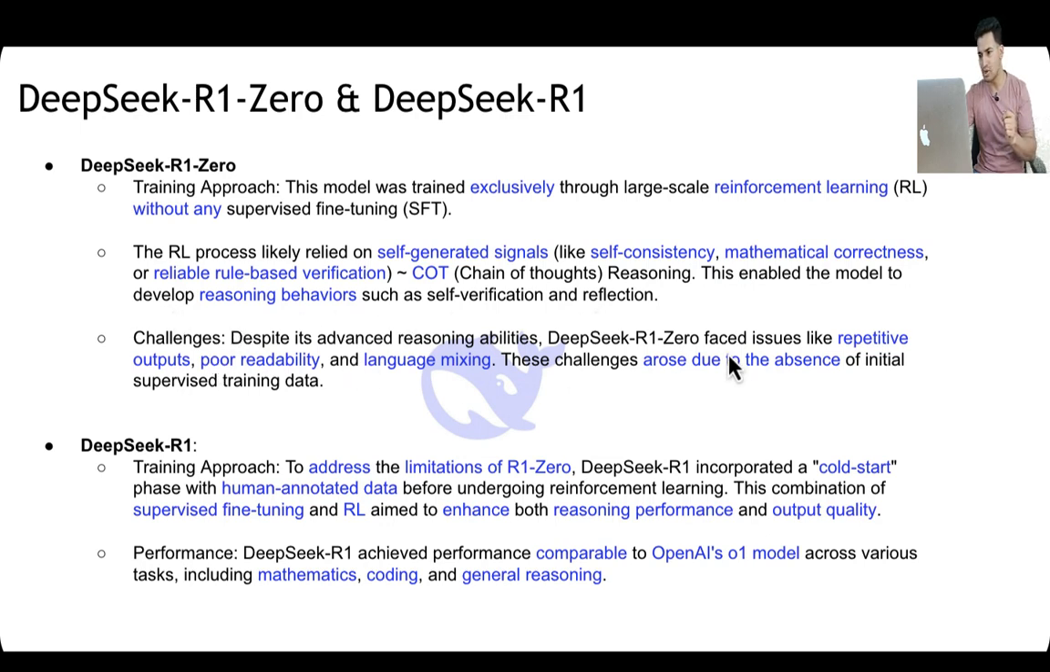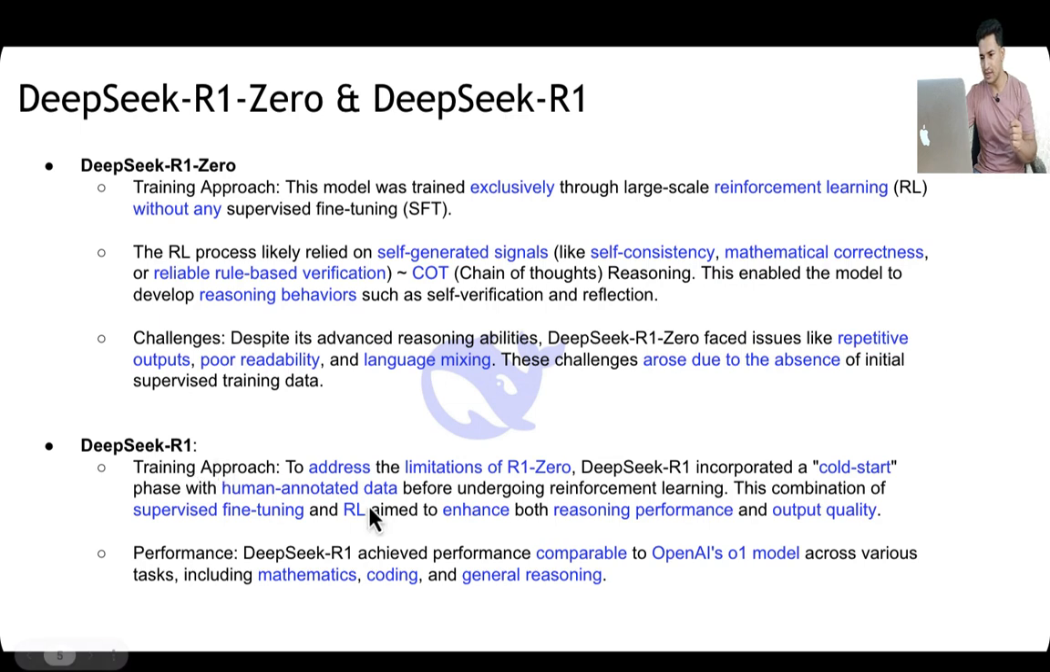The challenges are that because it didn't have that supervised fine-tuning, it faced issues like repetitive outputs, poor readability, and language mixing. All of this happened because of the missing initial supervised training data. The initial question answering was missing. The challenges occurred because the important step of supervised fine-tuning was missing, and they directly tried to optimize with reinforcement learning. They took the model after pre-training of next word prediction and tried to do the post-training based on just reinforcement learning. That's why the model emitted some repetitive outputs.